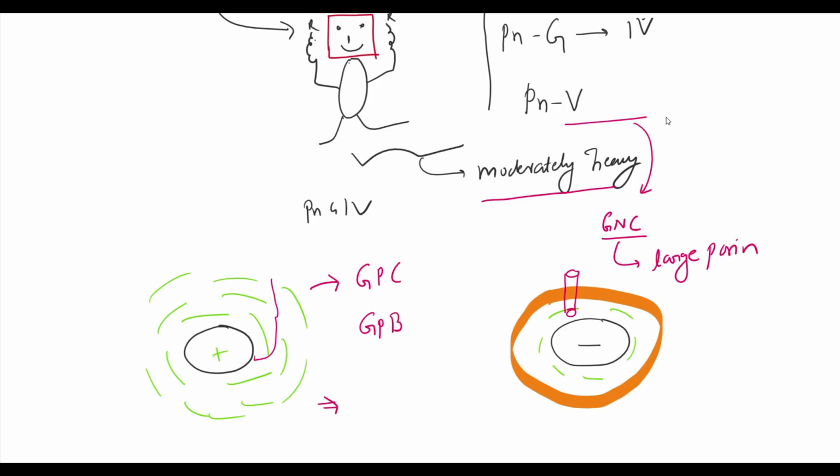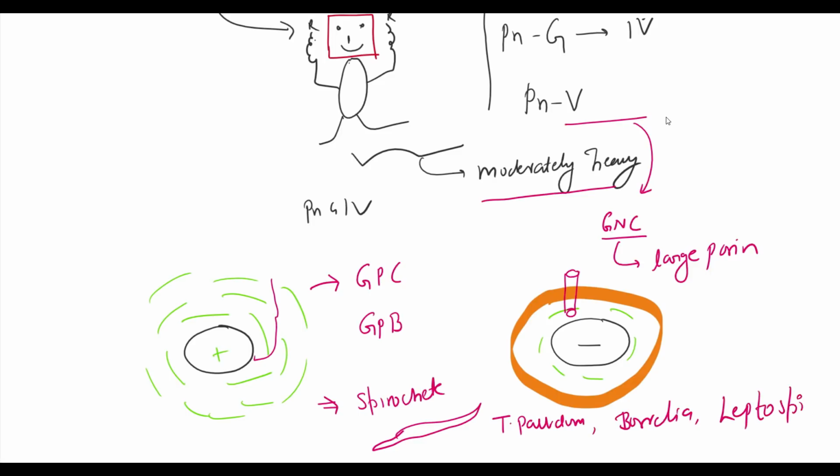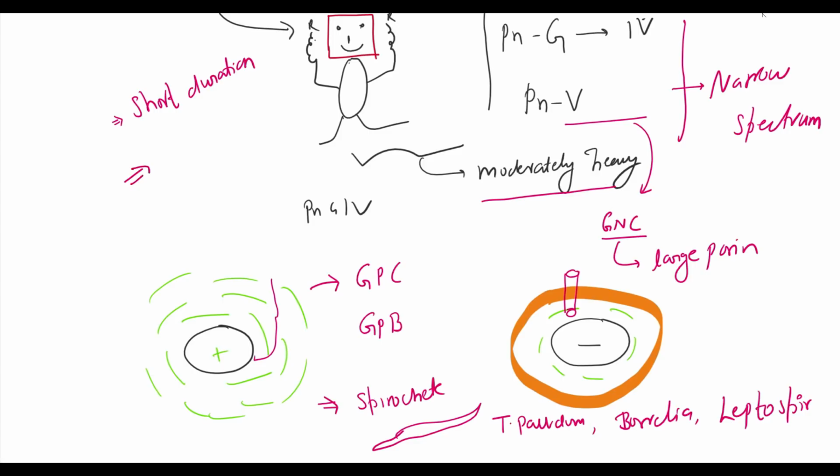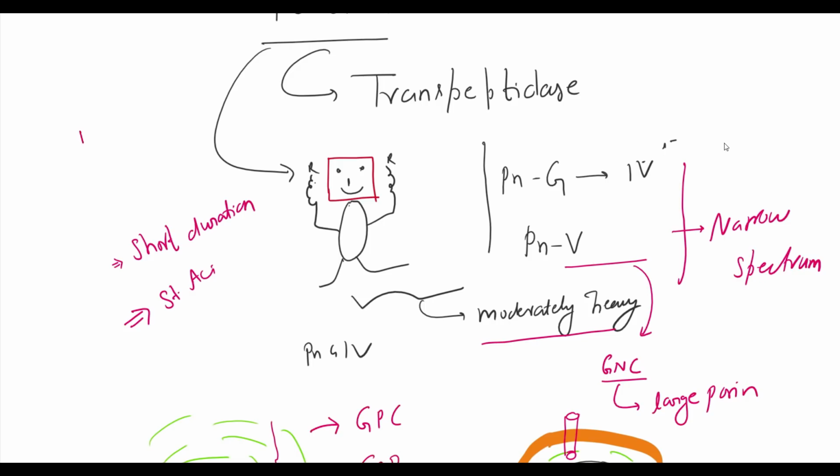Penicillin G and V also act against spirochetes, that is Treponema pallidum, Borrelia, and Leptospira. Penicillin G and V constitute a narrow spectrum antibiotic. Apart from the narrow spectrum, penicillin G and V have a lot of other limitations, which include short duration of action, breakdown of the penicillin molecule by stomach acid, and development of resistance due to beta-lactamase.